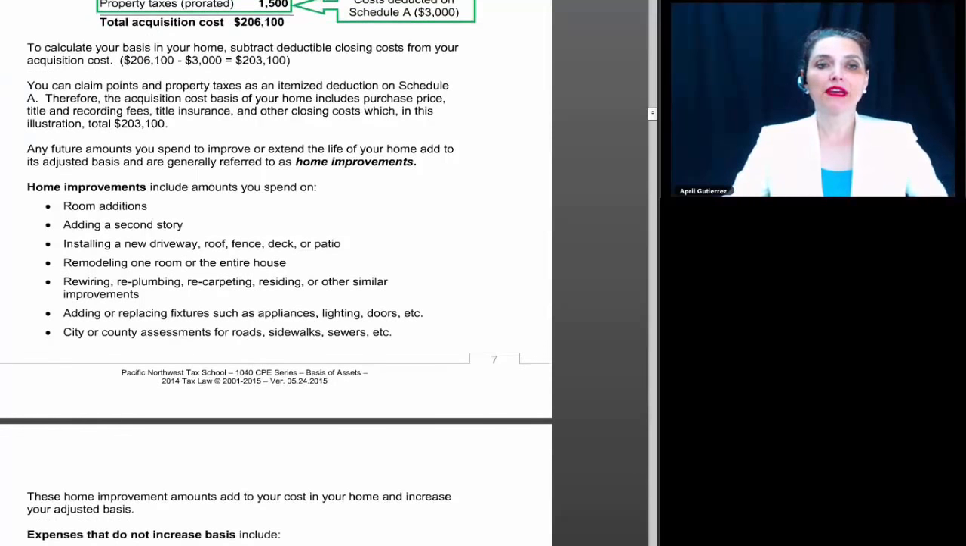Now, any future amounts after you acquire the property that you spend to improve or extend its life add to its adjusted basis and are generally referred to as improvements. And if the improvements are made to your home, then we call them home improvements.